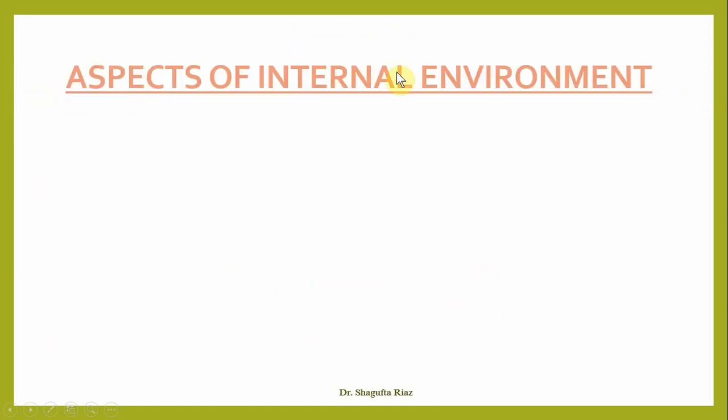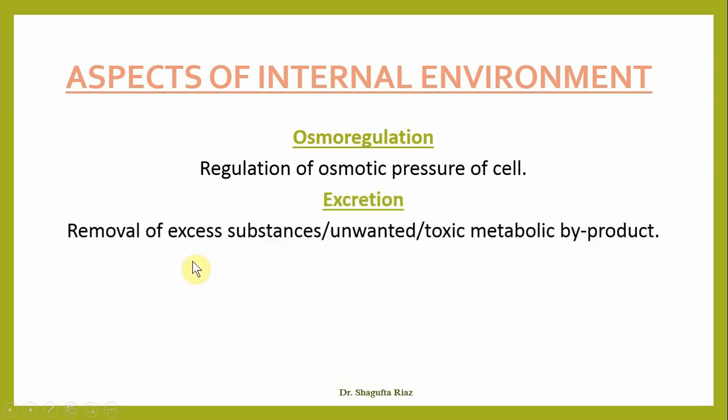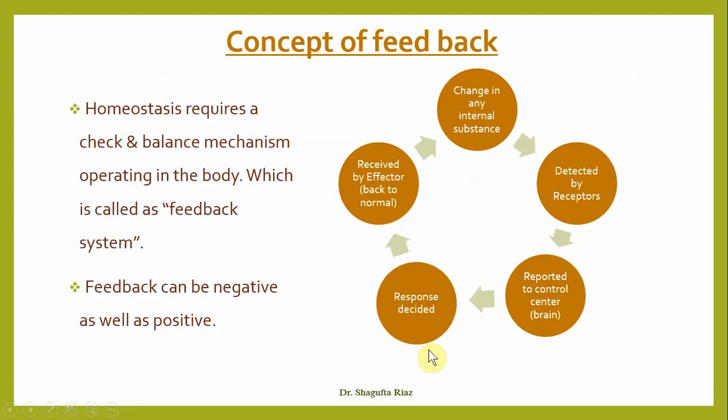Now, some aspects of internal environment which we need to maintain are osmoregulation. What is osmoregulation? The regulation of osmotic pressure of the cell. Then excretion, which is the removal of excess substances or unwanted or toxic metabolic byproducts from the body. And thermoregulation, which is the regulation of temperature within a tolerable limit by our body.